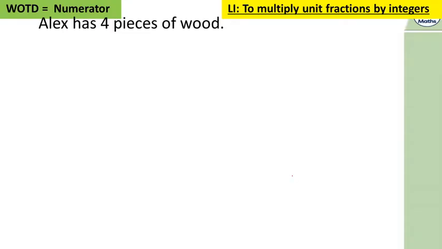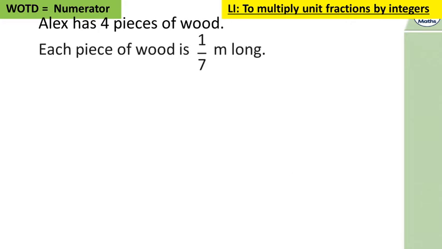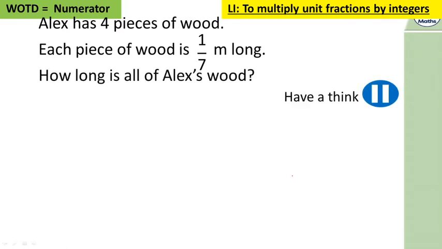Okay, let's look at multiplying unit fractions by integers. An integer is a whole number. So Alex has 4 pieces of wood. Each piece of wood is 1/7 of a meter long. How long is all of Alex's wood? So have a think about that. How do you work that out?